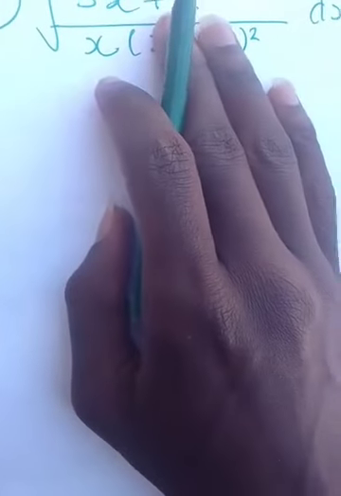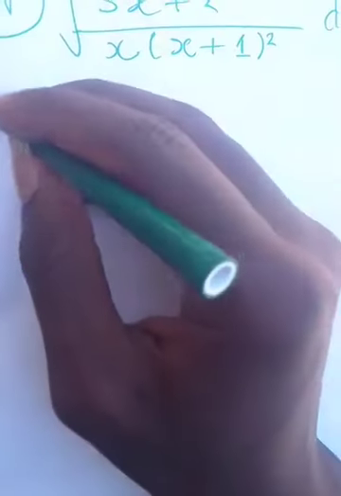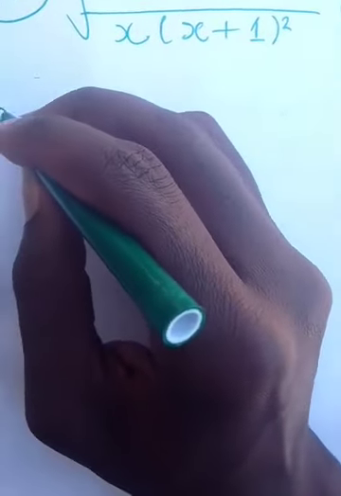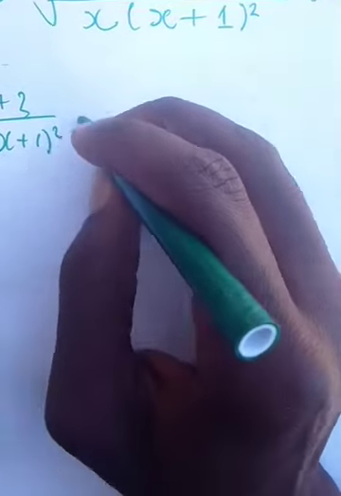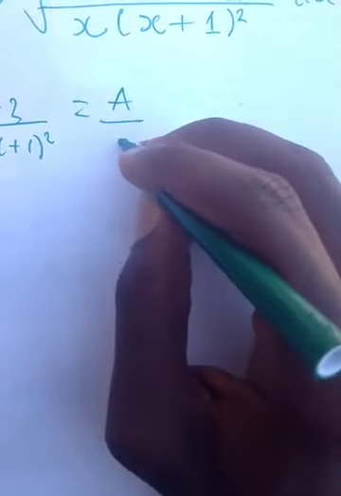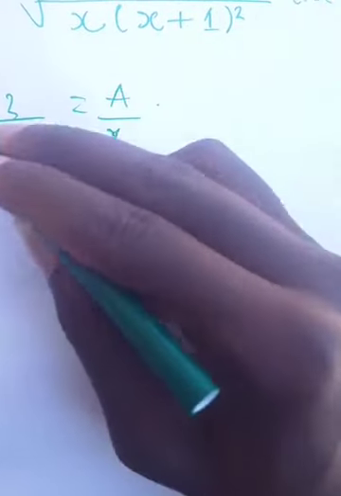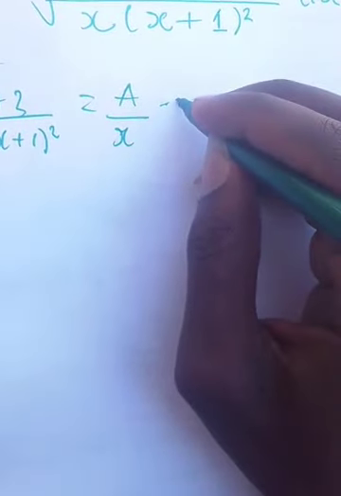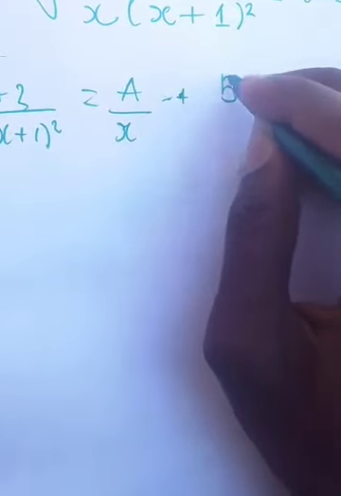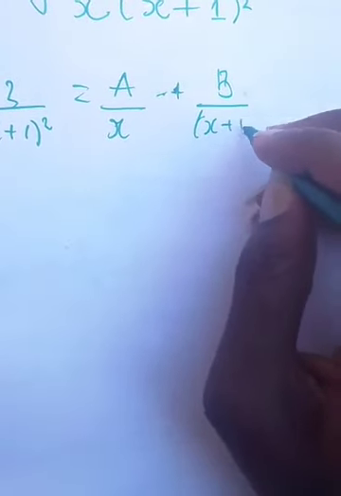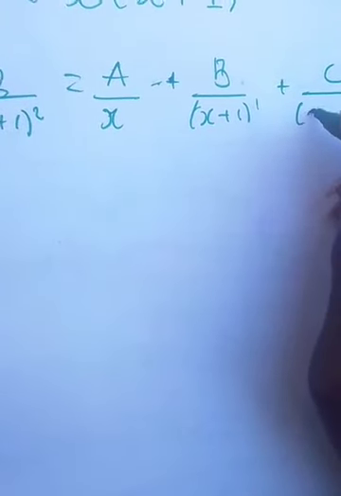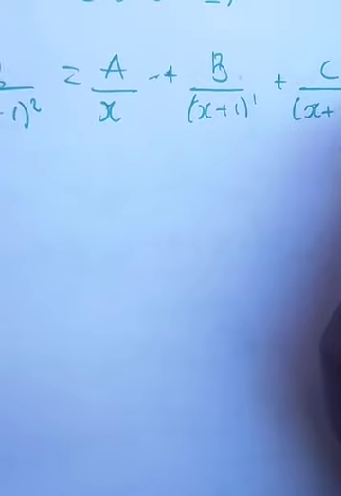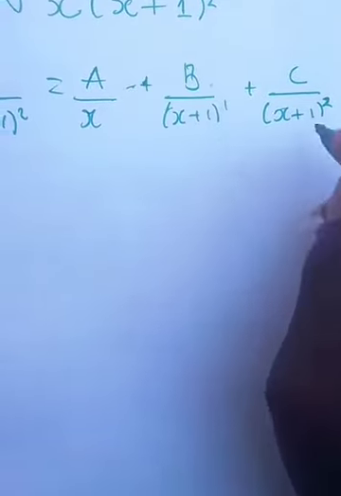partial fractions. So to decompose, I'll just say 3x plus 2 over (x plus 1) power 2 is equal to a over x, which is the first one, a over x plus b over (x plus 1) power 1 plus c over (x plus 1) power 2. I hope you remember these rules, these tricks. So here, just go back to partial fractions if you've forgotten.